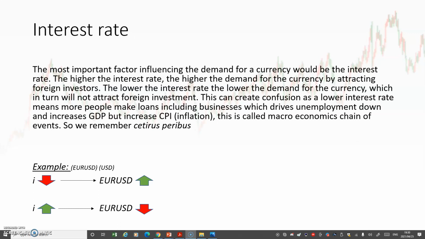So the most important factor influencing the currency is obviously going to be the interest rates. Basically, a lower interest rate means a weaker currency. A higher interest rate means a stronger currency. So when the interest rate goes up, there's obviously going to be more demand for the currency as a foreign investment. So foreign investment or capital inflows will increase into the currency as the demand for the currency itself will increase.